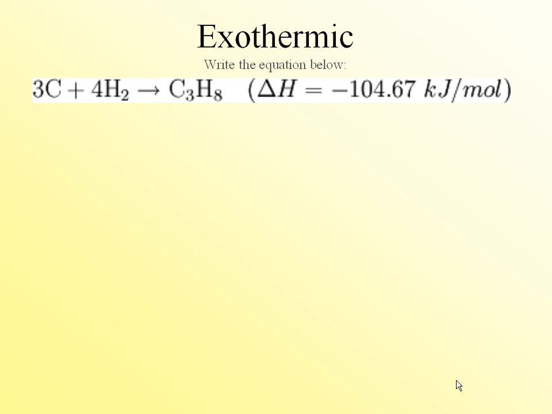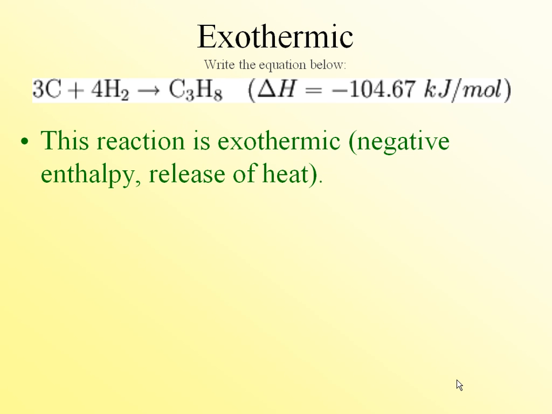Exothermic. For the notes, you will need to write down this equation. 3 carbon plus 4 hydrogen yields C3H8, and this reaction has a delta H of minus 104.67 kilojoules per mole. This reaction is exothermic. Negative enthalpy means that it releases heat.